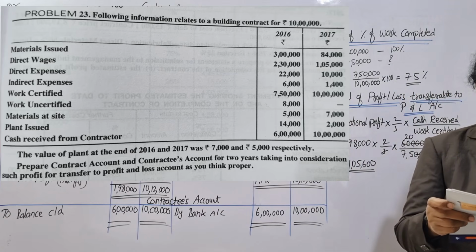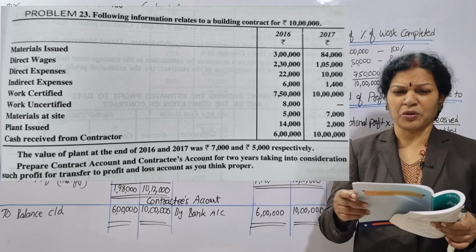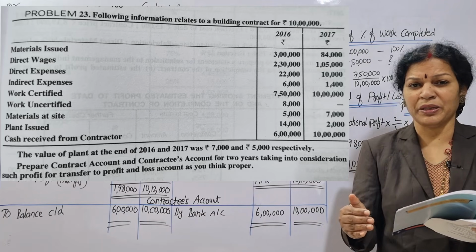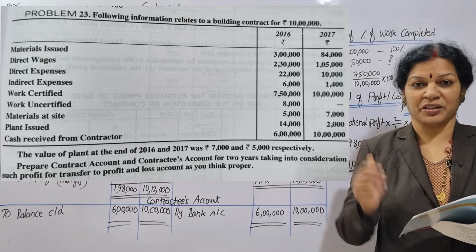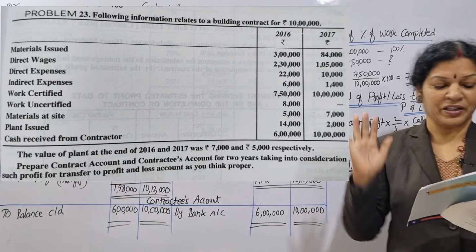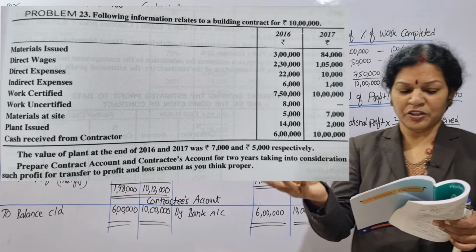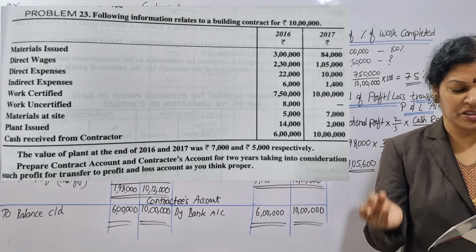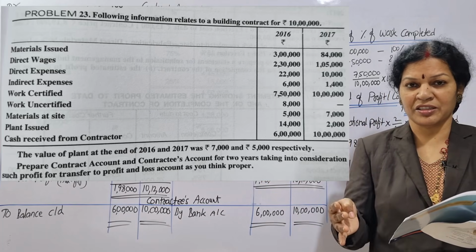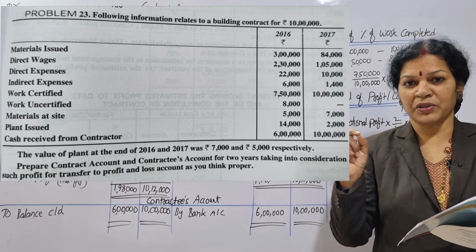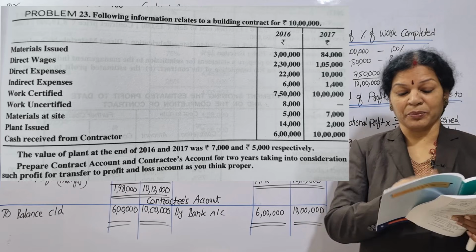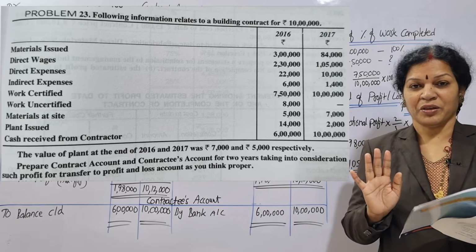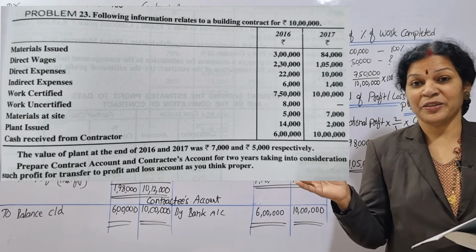Direct wages, direct expenses, indirect expenses, all these expenses will be written on the debit side of the contract account. 2016-17 we will write separately. Simple. Okay. Material issued, direct wages, direct expenses, indirect expenses, all these things are written on the debit side of the contract account. Next, work certified and uncertified, both are given. Okay, we'll be writing on the credit side.